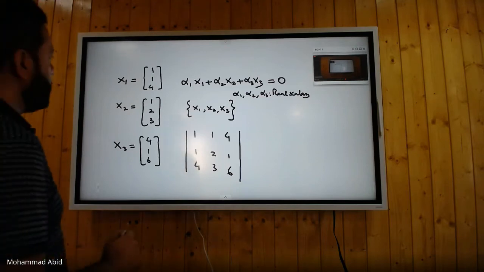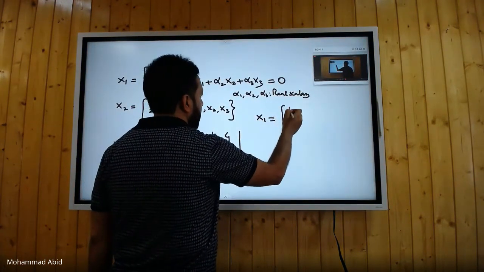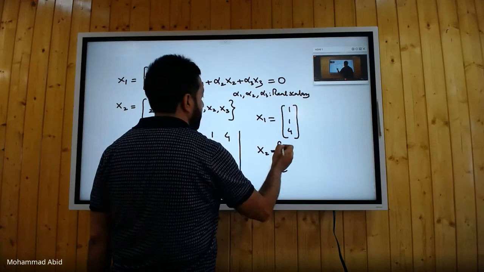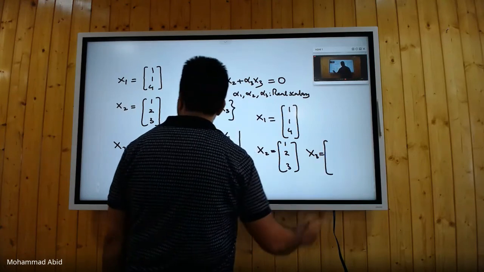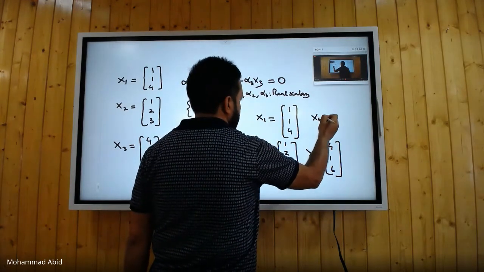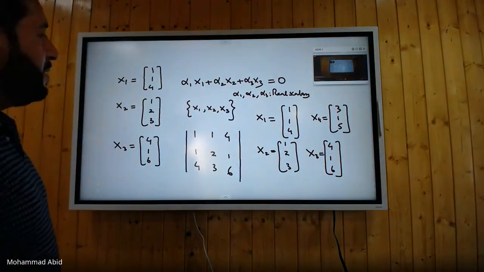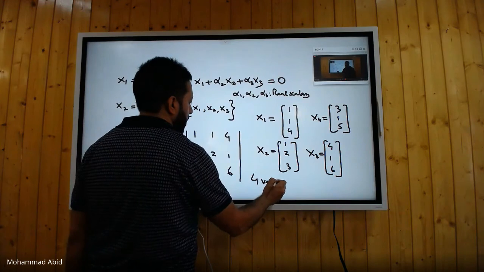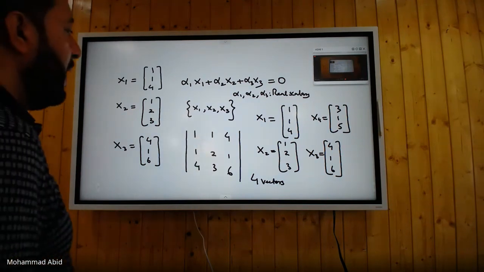Now consider another situation. You have x1 as 1, 1, and 4. x2 as same, 1, 2, and 3. And x3 as 4, 1, and 6. And then you have another vector, x4 as 3, 1, 5. Let's see. ठीक है? इसमें आप देखो, how many vectors have I given you? 4 vectors, isn't it? I have given you 4 vectors, and each vector has how many components?